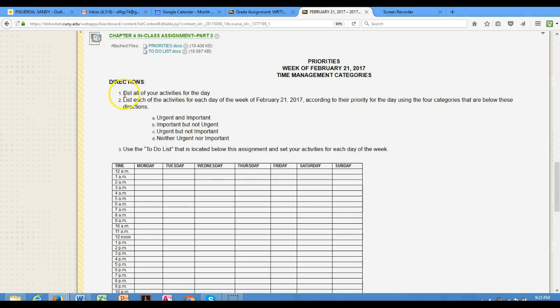So in class, you had to list all of the activities for the day itself, which was Tuesday, February 21st. Then after you did that, you listed the activities for each day of the week according to their priority for the day using the four categories. These are the four categories: urgent and important, important but not urgent, urgent but not important, neither urgent nor important.